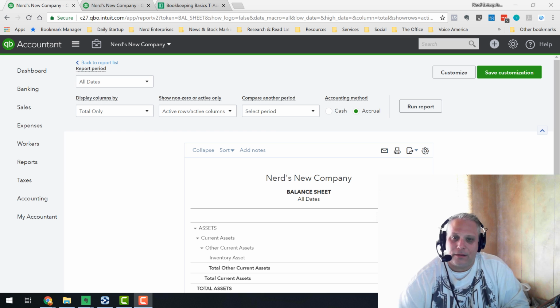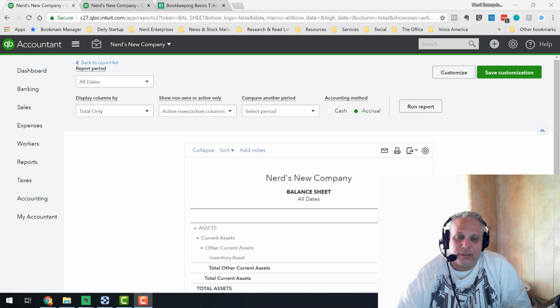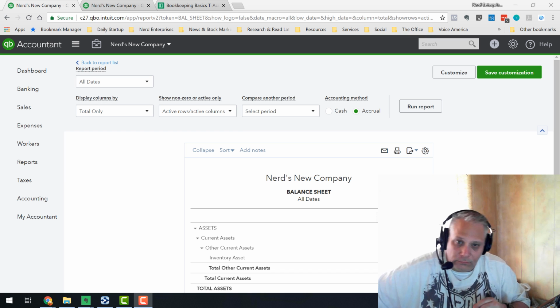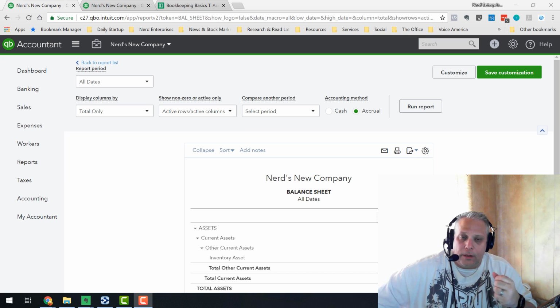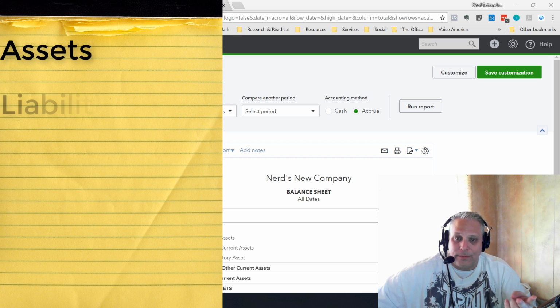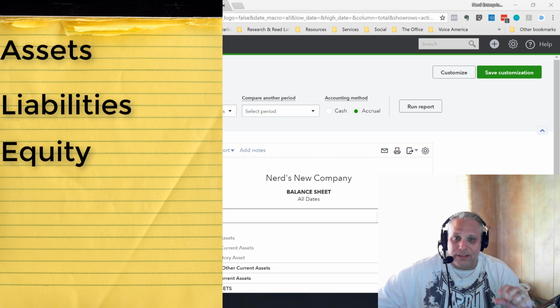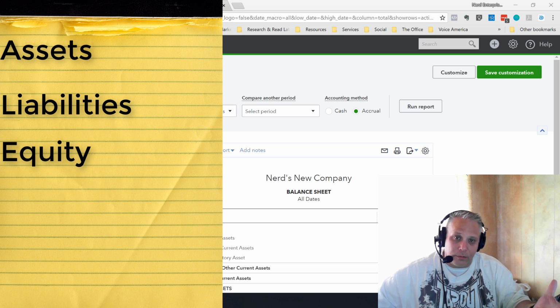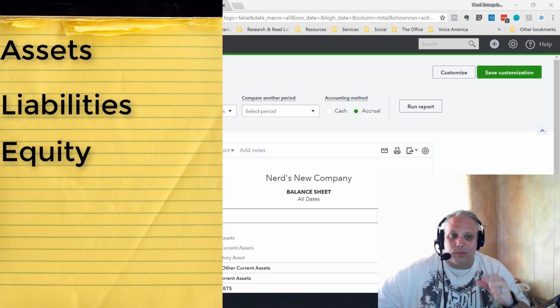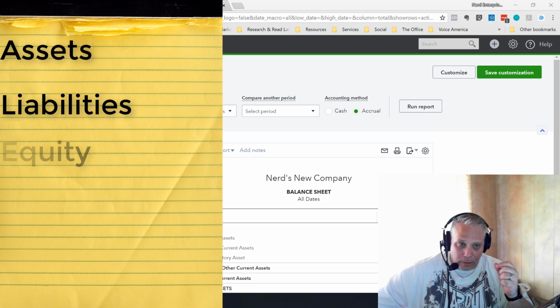There are 5 account types in any set of books, in any accounting system, in any country, in any part of the world. 5 account types: assets, things you own or have rights to; liabilities, the things you owe, the things you're obligated to pay; equity, which is actually the difference between the two, or the net value of the business, right? Assets minus liabilities, what you own minus what you owe, equals what the value of the business is, what the business is worth at any given moment in time.